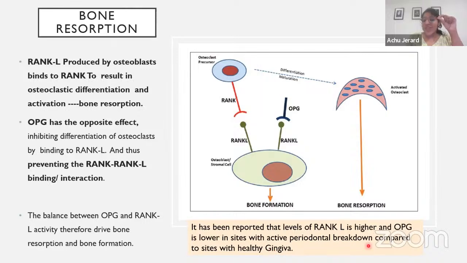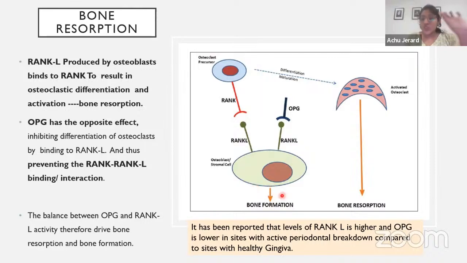So that is why this statement is important. In areas where there is active periodontal breakdown, OPG levels will be low, because if OPG levels are higher, they will inhibit the osteoclast formation itself and bone resorption will be inhibited. But when OPG levels are lower in active periodontal sites, RANKL and RANK levels will be on the higher side. So I want you to know about that particular portion also. We'll again discuss this in the host response session. But I hope this is clear. I'll explain once more if it is not clear.